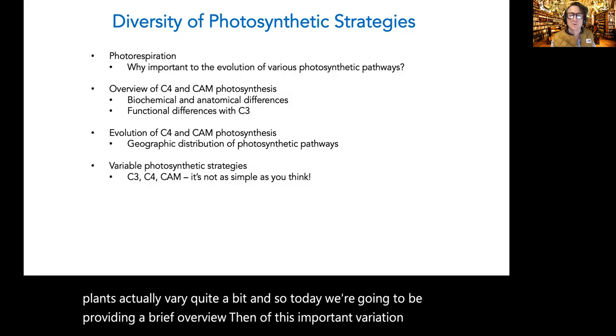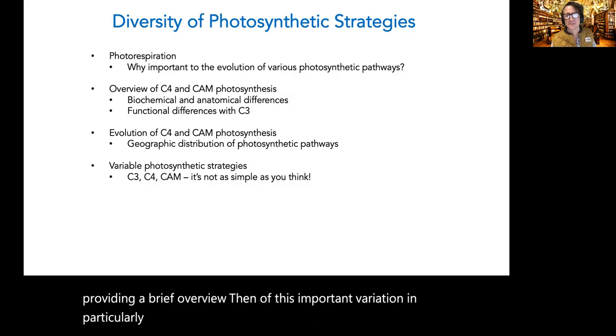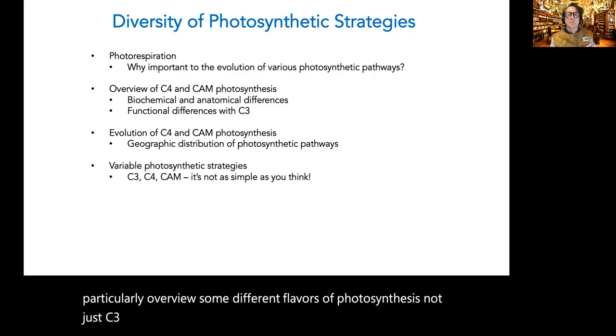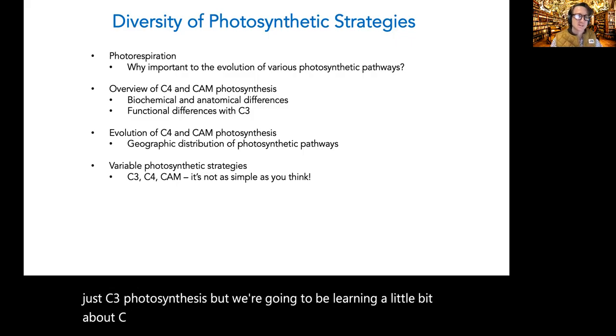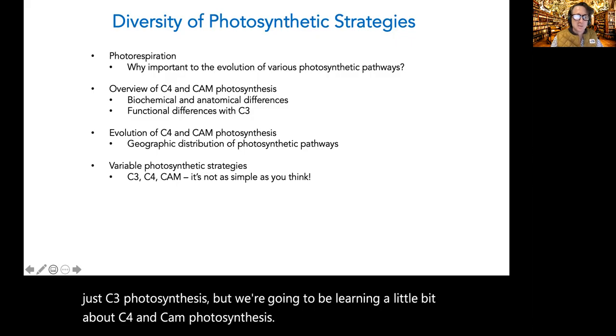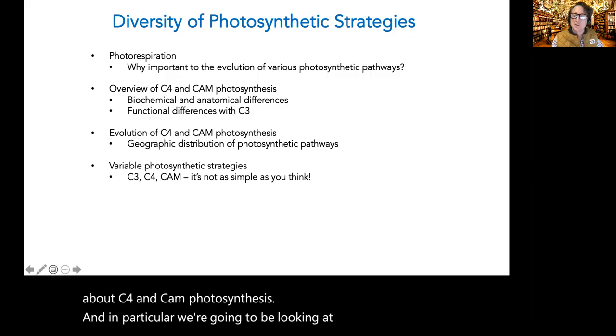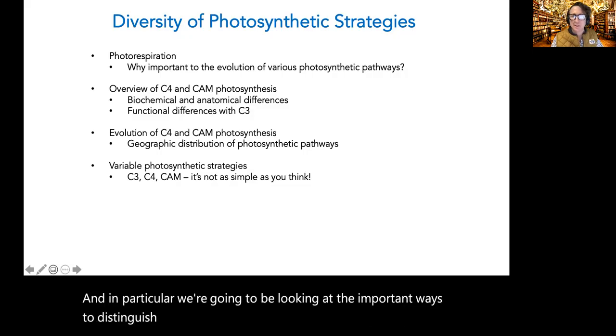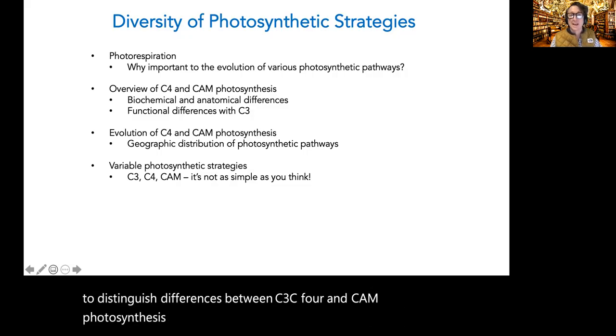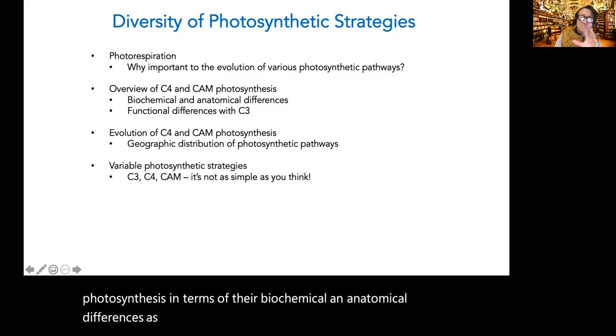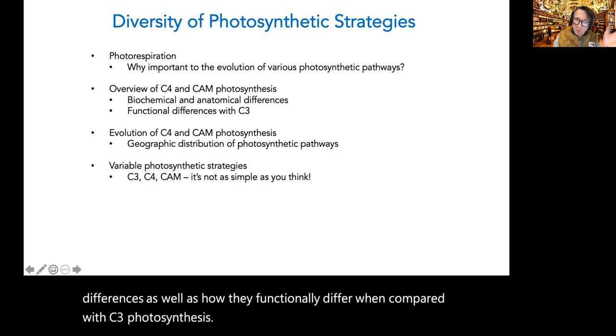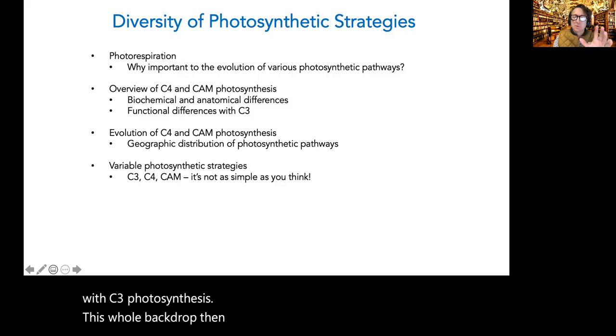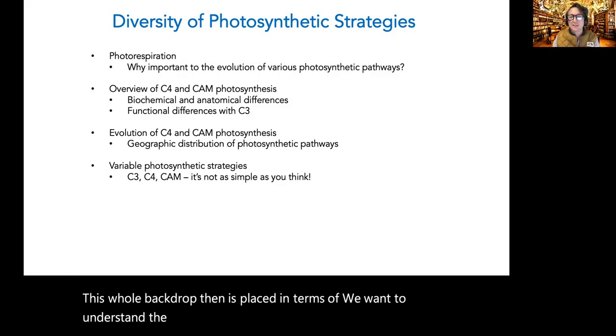In particular, we're going to overview some different flavors of photosynthesis, not just C3 photosynthesis, but today we're going to be learning a little bit about C4 and CAM photosynthesis. We're going to be looking at the important ways to distinguish differences between C3, C4, and CAM photosynthesis in terms of their biochemical and anatomical differences, as well as how they functionally differ when compared with C3 photosynthesis. This whole backdrop is placed in terms of wanting to understand the unique selective pressures leading to the evolution of C4 and CAM photosynthesis.